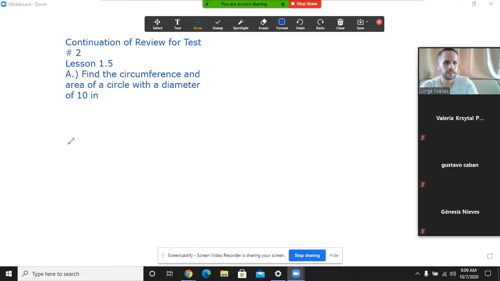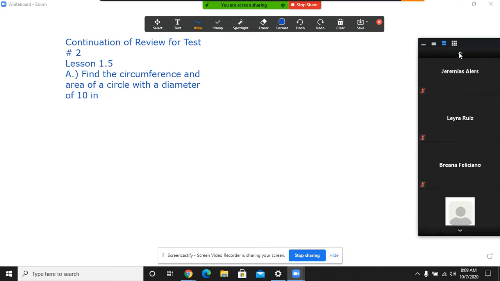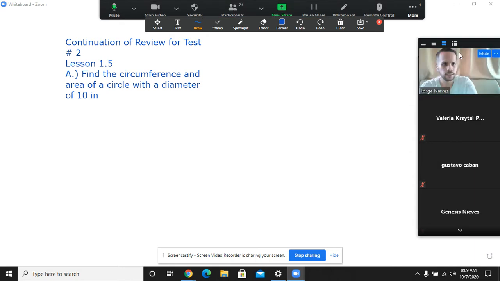Hay una pregunta, vi que alguien levantó la manita. Alguien, Diego, creo que fue. No, dame ver, escribir en el chat.